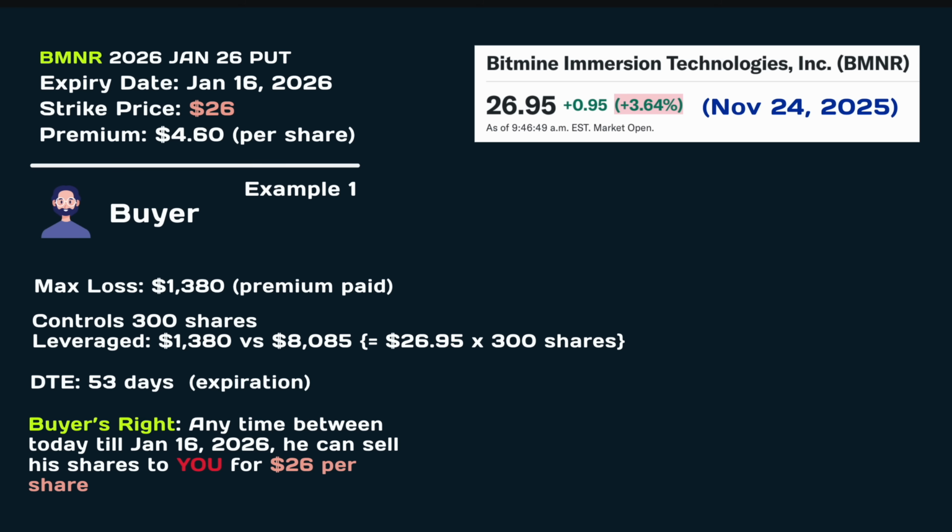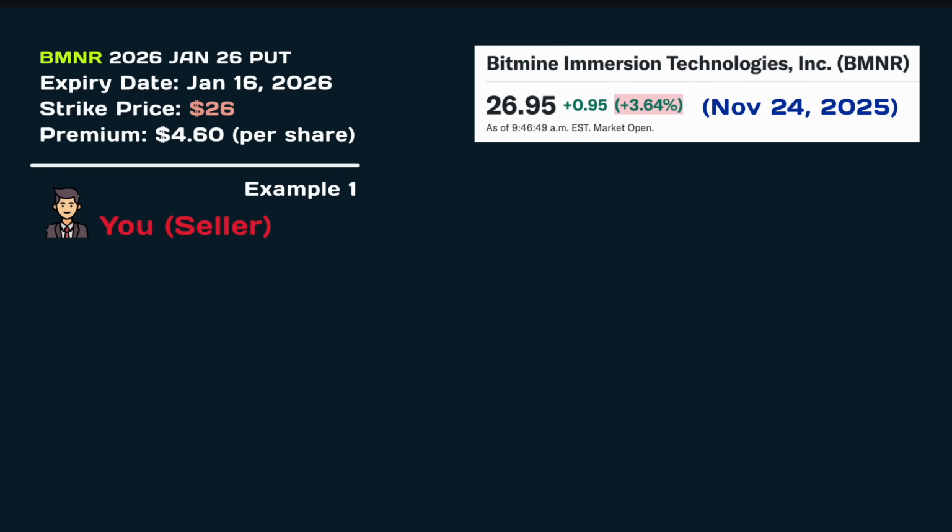So in one of the motivations that I talked about, the buyer is speculating that the stock will go down. Here's another terminology we're going to throw at you. When somebody expects the stock or the economy to go down, we call them bearish. So in this case, one of the motivations for this buyer is that they are bearish on the stock and hoping for it to go down. So now let's focus on you as the seller.